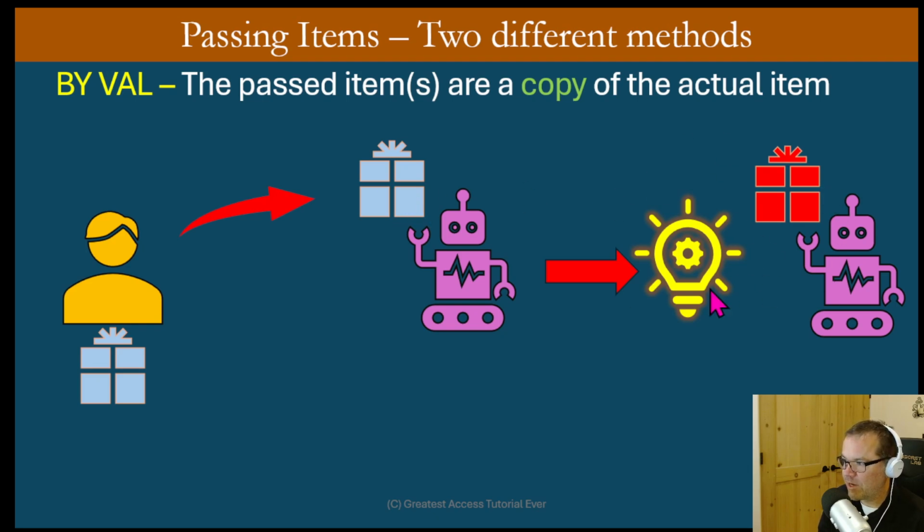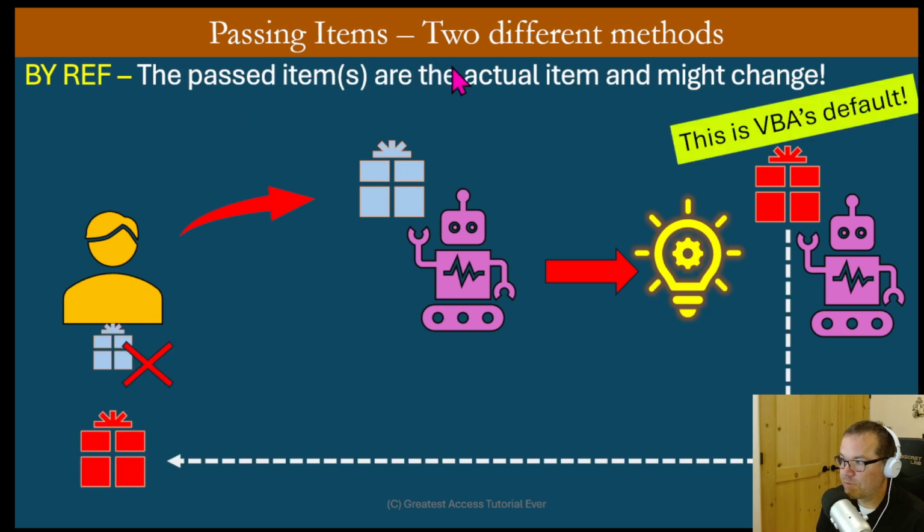So later on, if that robot is doing something in that sub or that function and it changes that, you still have your original. You don't really care, or maybe you do care, but you still have that original variable sitting over here. Nothing's changed. Now, ByRef is very dangerous, or can be very sneaky. ByRef, the passed items are the actual items. You can think of it, not technically, but you can think of it like that. And this is VBA's default.